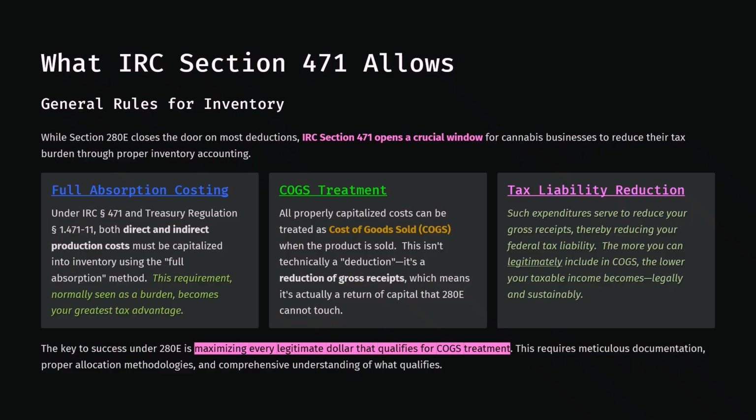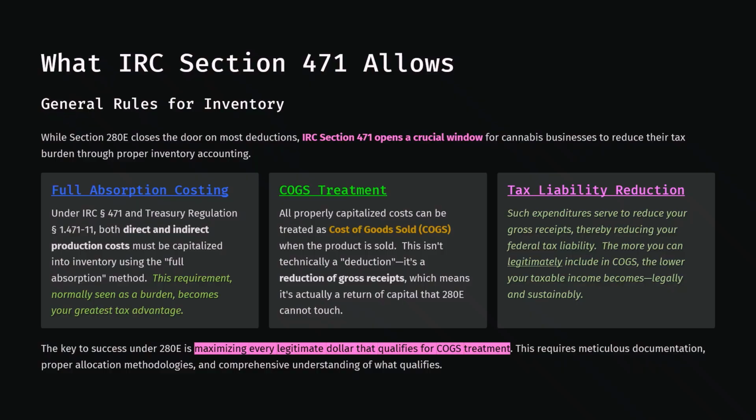So if you're a cultivator or manufacturer, full absorption costing under 471 lets you include direct labor, certain overhead, and even some indirect costs in inventory. That reduces taxable income when that inventory is eventually sold. Think of it like this: 280E shuts the front door, but 471 opens a side door, and if you walk through the side door the right way, you can significantly reduce your tax burden.